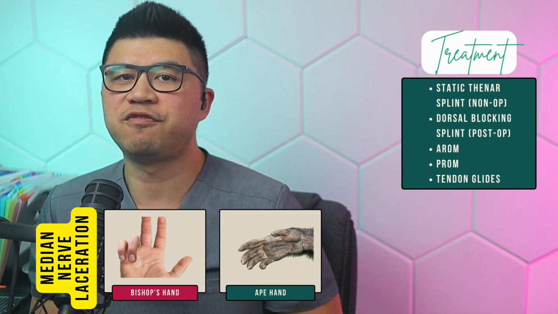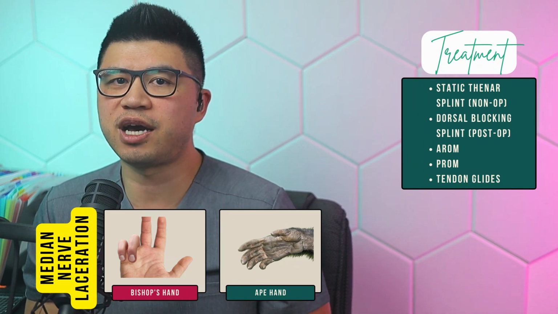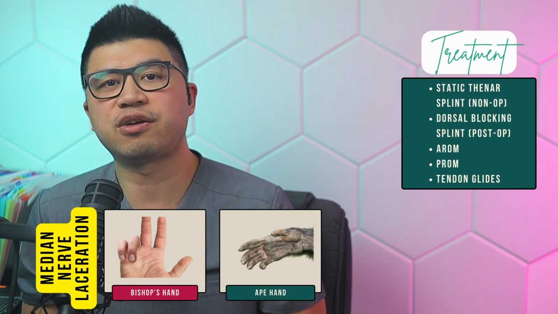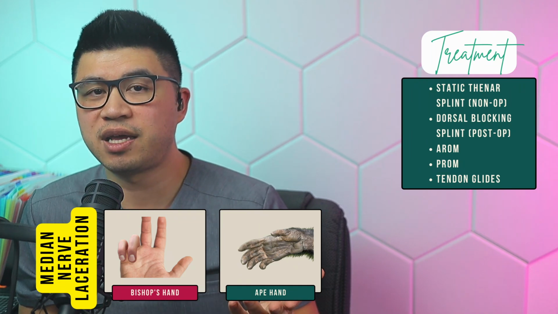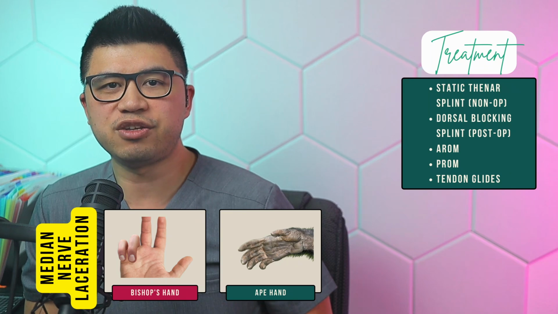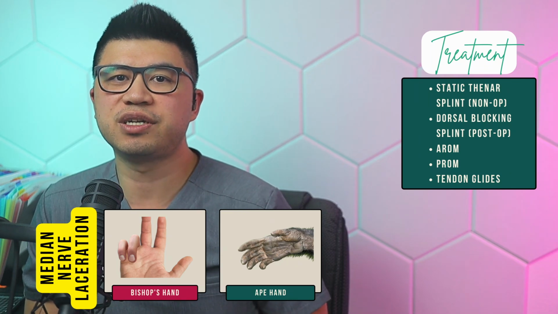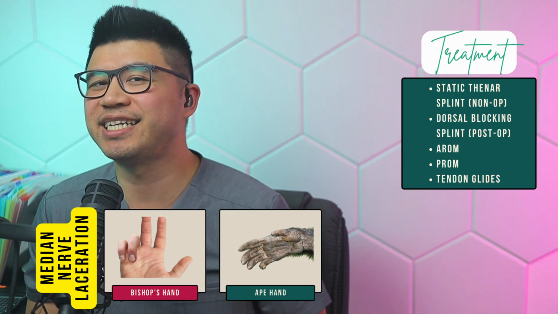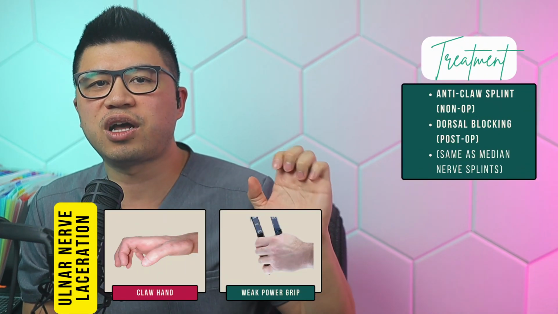The splint for conservative treatment or non-op is a static thenar splint that promotes the web space. Post-operatively, you can use a dorsal blocking splint, and you should also promote active range of motion, passive range of motion, and tendon glides. Ulnar nerve laceration or compression results in the claw hand or claw deformity.